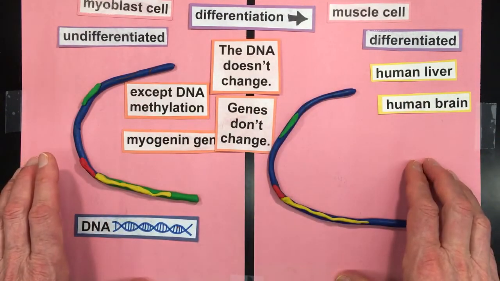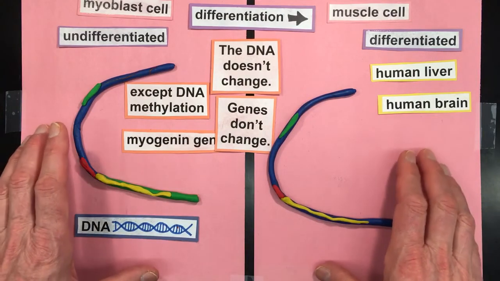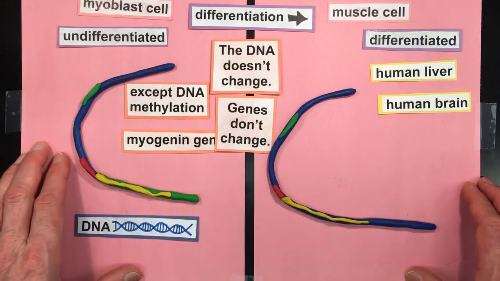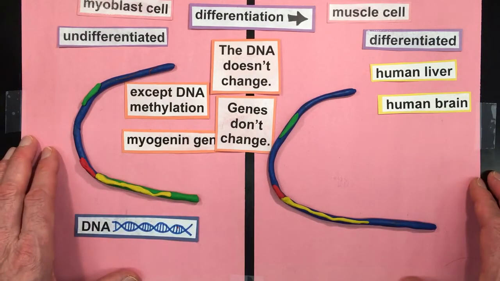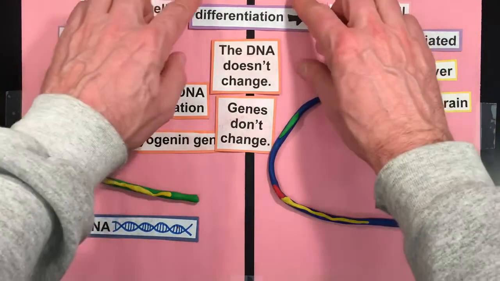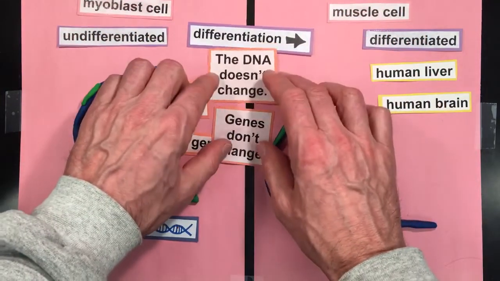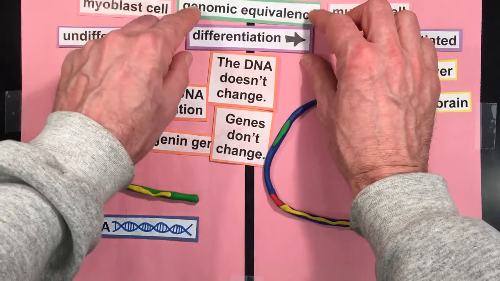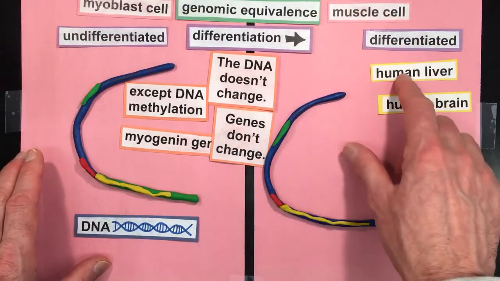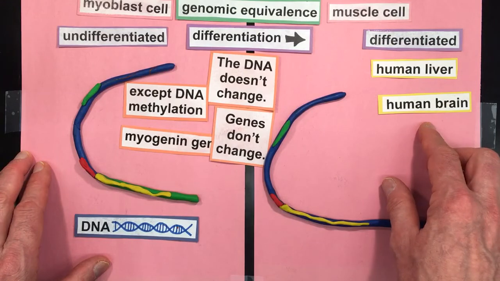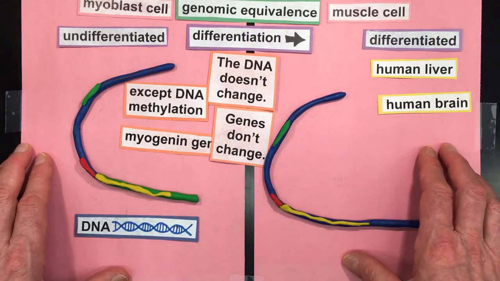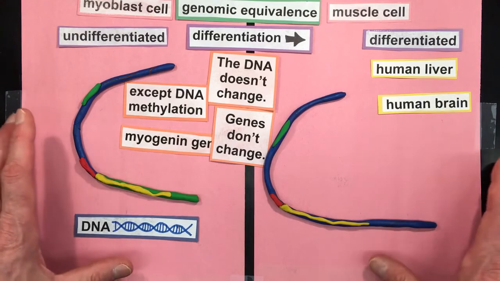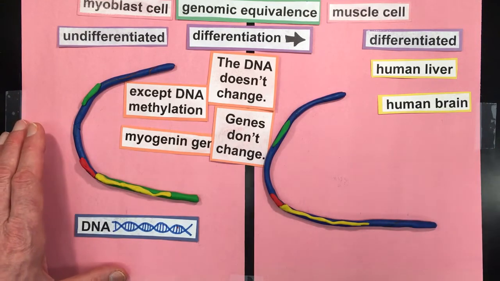This concept is actually a very general concept, and the general concept is that all the cells, with very rare exceptions, have all the genes needed to make the whole organism. That concept is called genomic equivalence, and it means that each cell has the whole genome. Each muscle cell, each human brain cell, human liver cell have the whole genome present. That's true for all animals, and it's true for all plants as well.